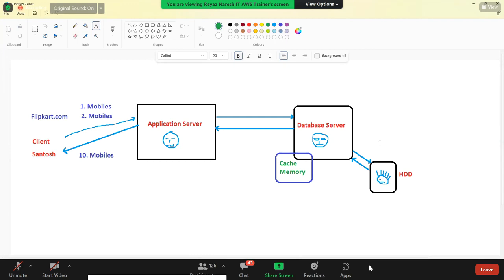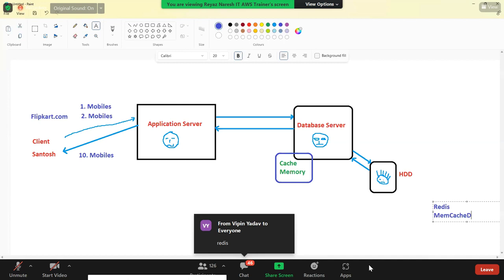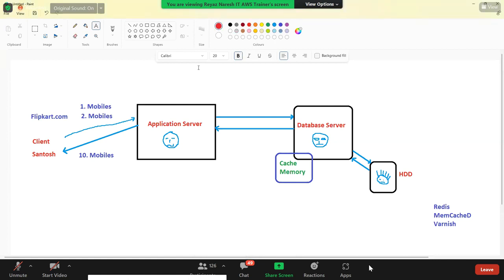Many people might already know this. In the market, for this memory caching service, developers, have you heard about Redis, Memcached, Varnish, etc.? There are many engines available in the market, but AWS also needs to introduce one, right? Yes, AWS has introduced a service called ElastiCache. Write down, everyone. What is the service in AWS? ElastiCache.